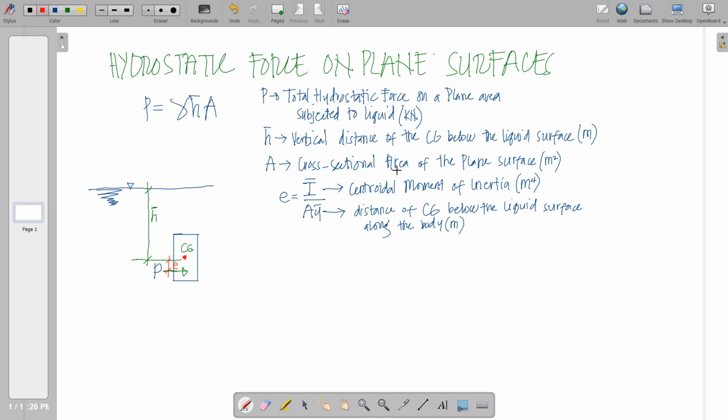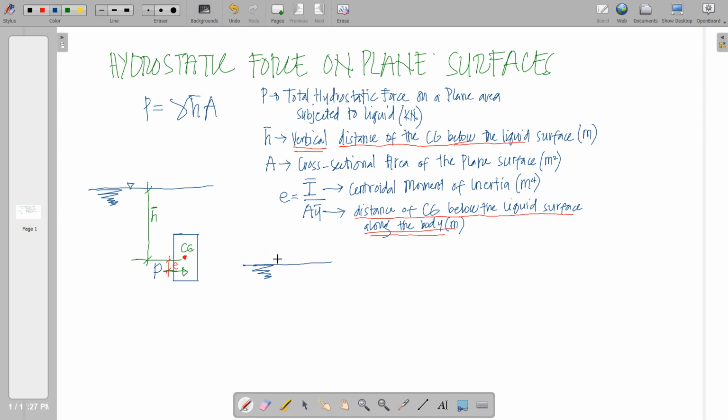Notice that we have a common statement or definition of h̄ and ȳ, wherein it is the distance of the center of gravity below the liquid surface. The main difference is that h̄ refers to the vertical distance, while ȳ is along the body. We can appreciate this difference if we have an inclined plane submerged into the liquid.